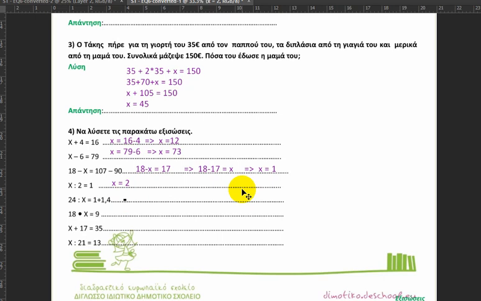24 divided by x must be equal to 1 plus 1.4. So 24 divided by x must be equal to 1 plus 1.4 makes 2.4. And I think we can already see where this is going. 24 divided by 2.4 is equal to x. 24 divided by 2.4 makes 10, which means that x equals 10.